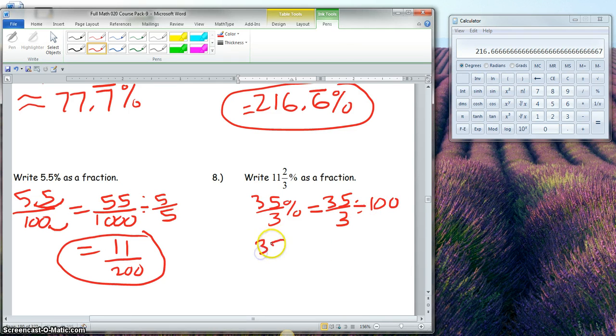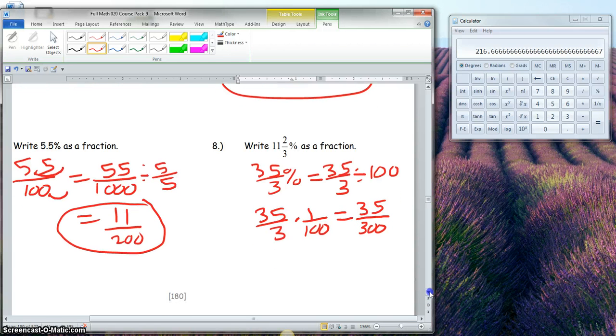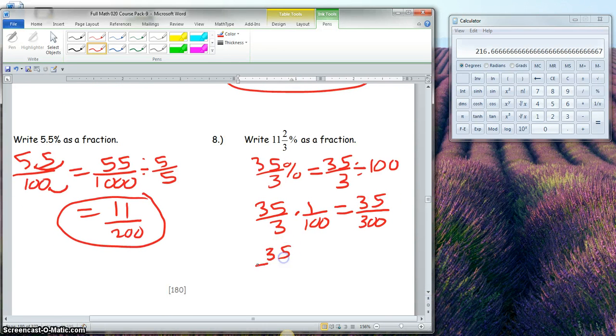Okay, so we will have 35 over 3 times, this is really 100 over 1, which will give us 1 over 100. So 35 times 1 is 35, and 3 times 100 is 300. Now, with 35 and 300, they both have 5 in common. So we divide the numerator and denominator by 5, which will give us 7 over 60. And that is the final answer to number 8.